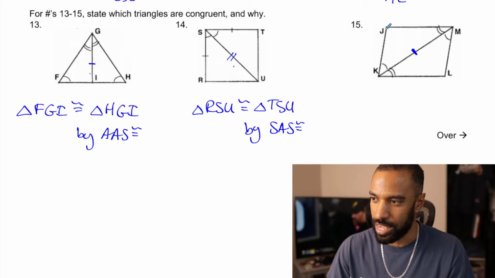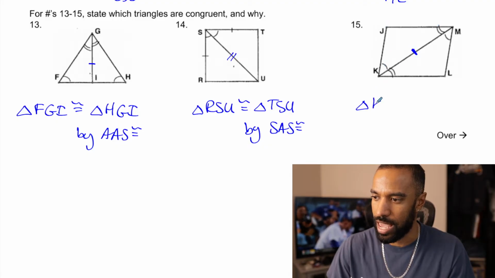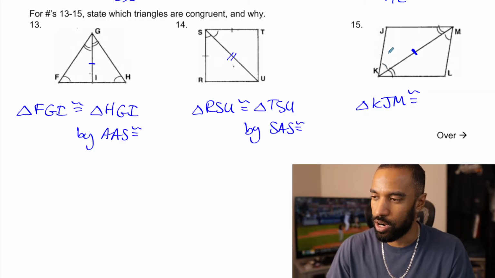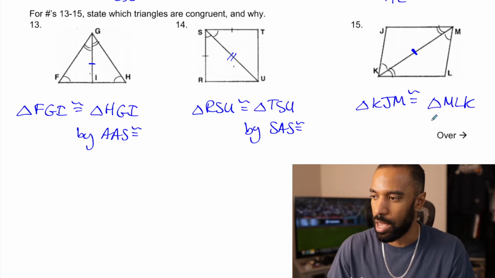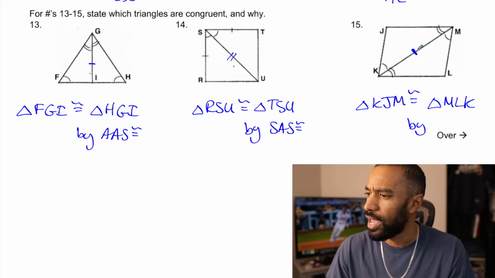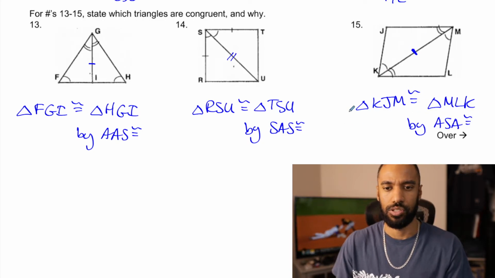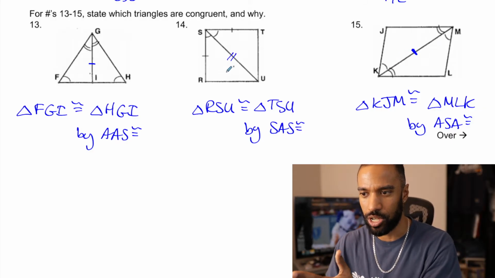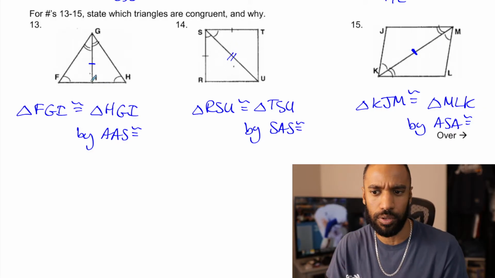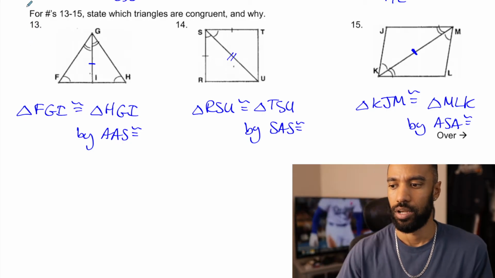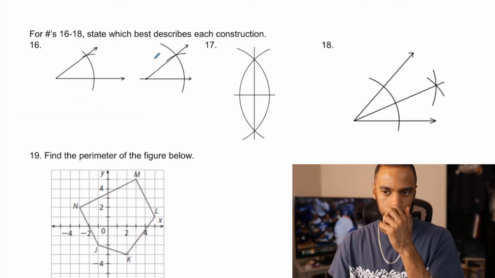Let's start with K. Let's say triangle KJM congruent to, notice that's the one arc marked to the none to the two. Let's go to the one to none to two. MLK. Martin Luther King, baby. MLK by angle, side, angle. Angle, side, angle right there. So you see the difference there. That's more of a rotation, whereas this one was more of like a reflection, if you will. And this one was kind of like a reflection. Okay, they were all congruent there.